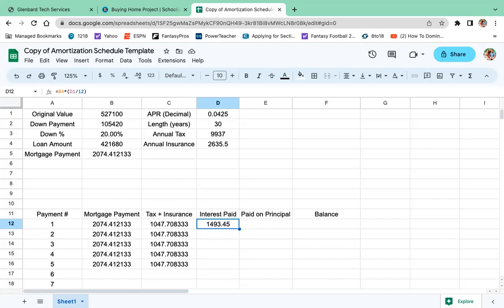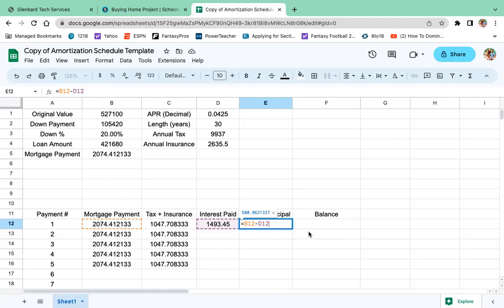Okay. Now, how much is paid on principal? Well, I am just going to take how much I paid for my mortgage, and I'm going to subtract how much I paid that was interest. So out of the $2,000+ I spent for my mortgage this month, I'll put it back up. We're just taking the mortgage payment minus how much of it went towards interest. The rest of it went towards principal.